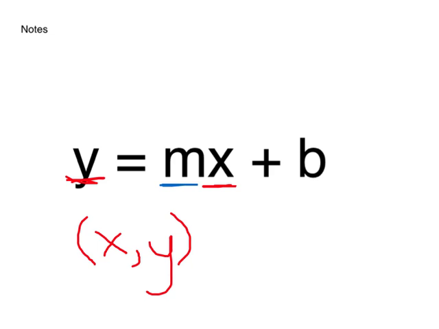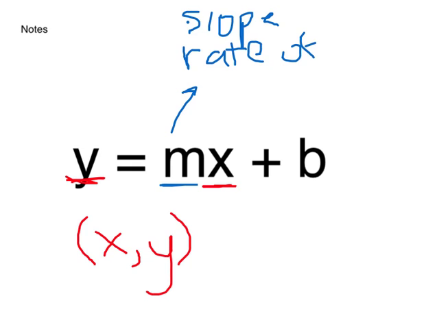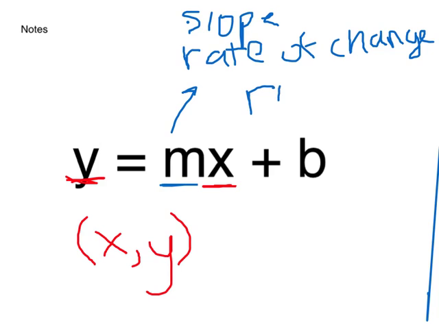What does m represent? M is your slope. You can also think of your slope as the rate of change. And then your slope we've also talked about, if you're working with Miss Mack, as your rise over your run.